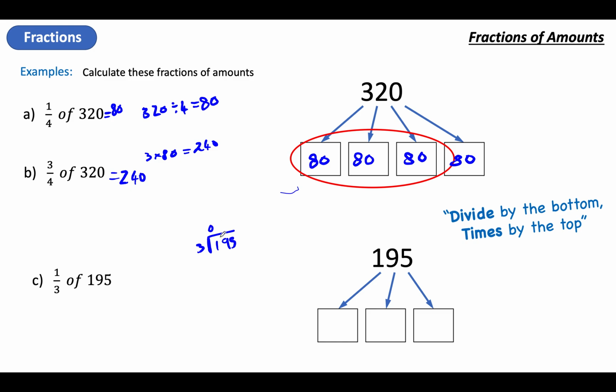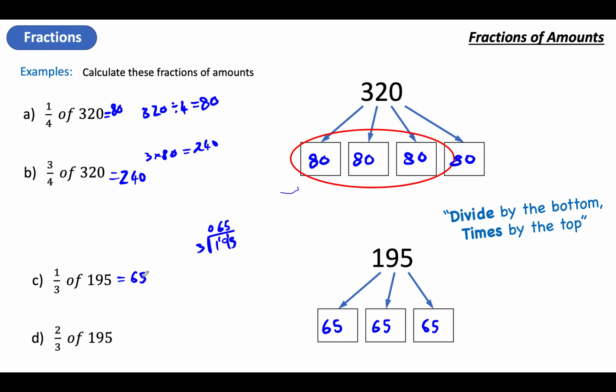It doesn't go into 1, so I carry it across. 3's into 19 goes 6 times. 3 6s are 18, so there's 1 left over. 3's into 15 goes 5. So each of these pieces is worth 65. All right, I've cut it into 3 equal pieces. So 1/3 of 195 is 65.